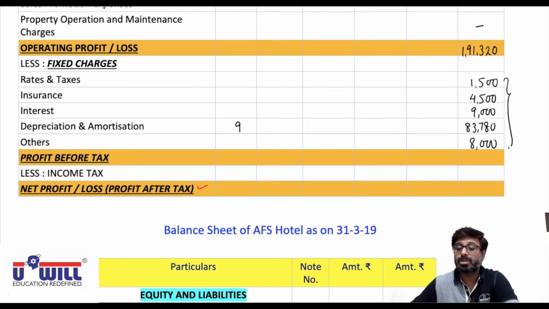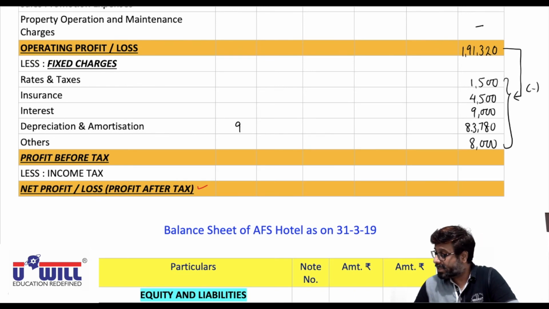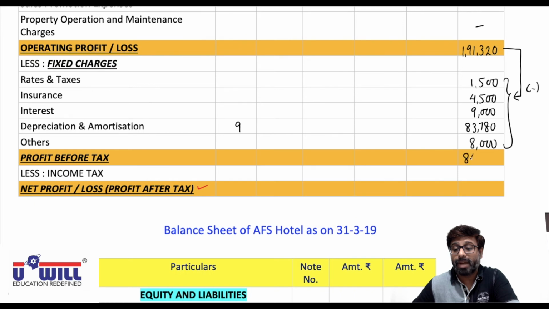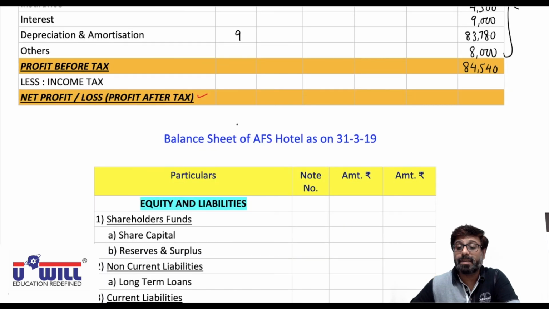All these amounts we have to minus. So 191320 minus 1500 minus 4500 minus 9000 minus 83780 minus 8000. You must get 106780, the total amount of these. If you subtract, then you'll get 84540. Profit before tax must be 84540. Okay. Income tax is not there, so profit after tax or net profit is also 84540.